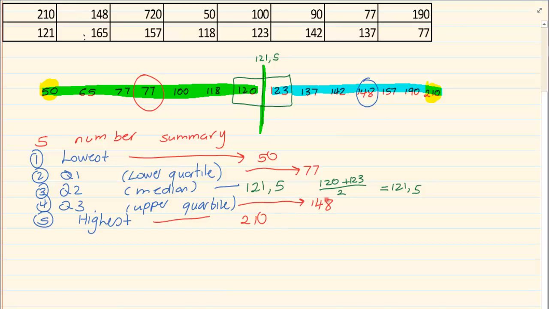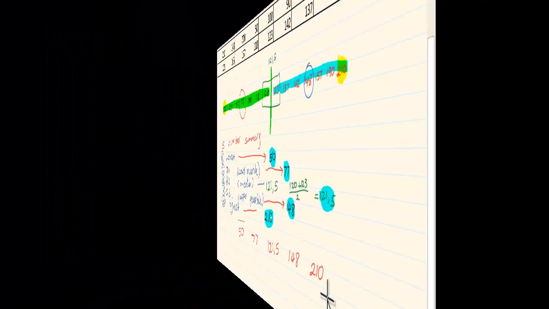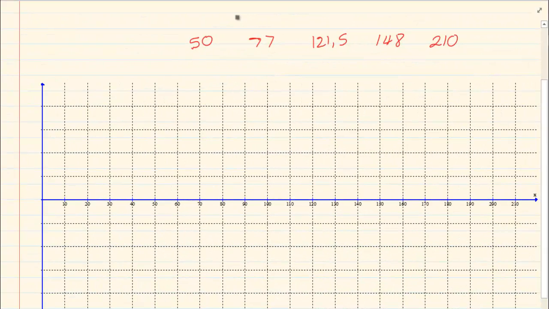So what is my 5-number summary? My 5-number summary is going to be the values that we had just calculated. So it would be 50, 77, 121,5, 148 and 210. Now after they ask you to calculate the 5-number summary, they will then tell you to draw the box and whiskers.